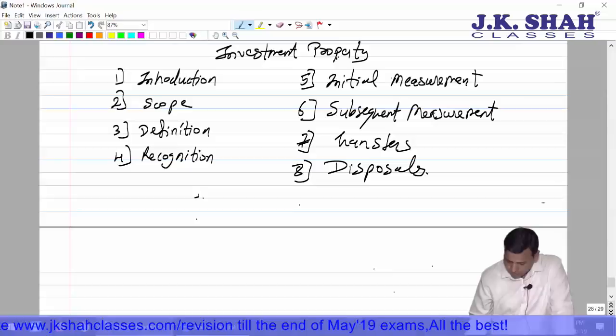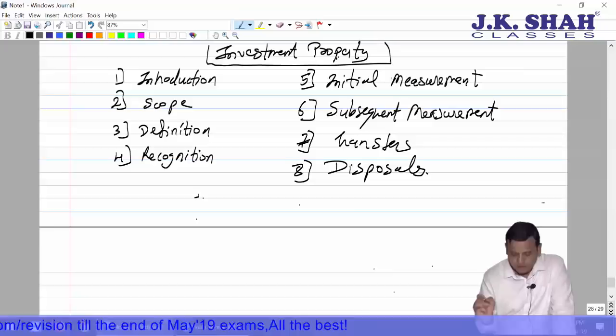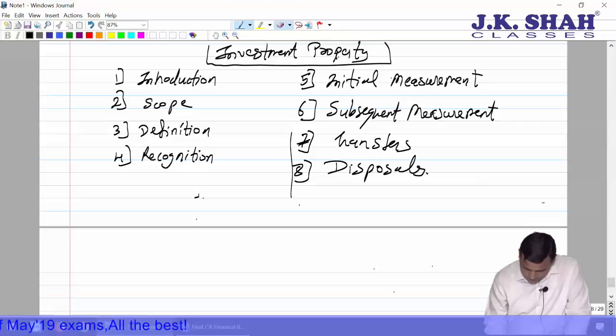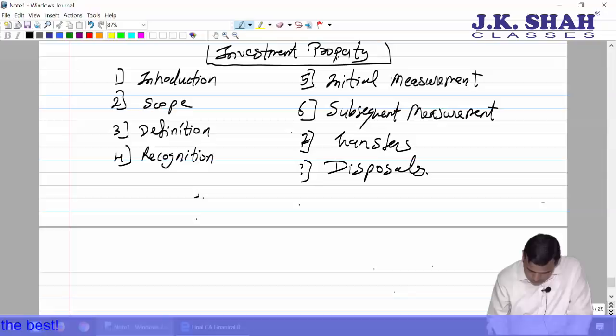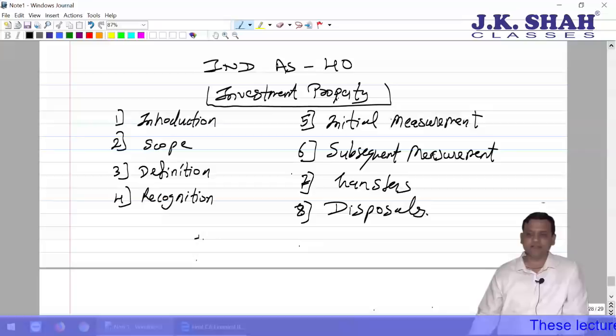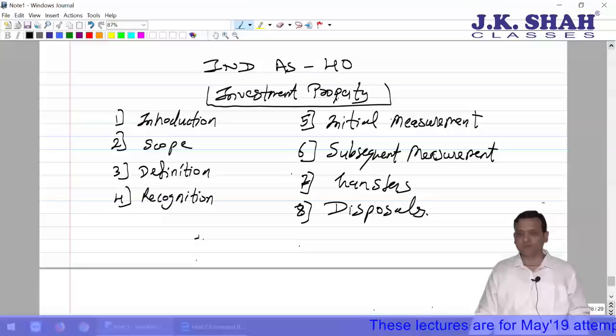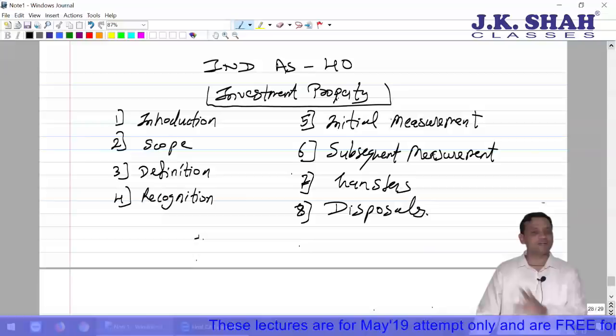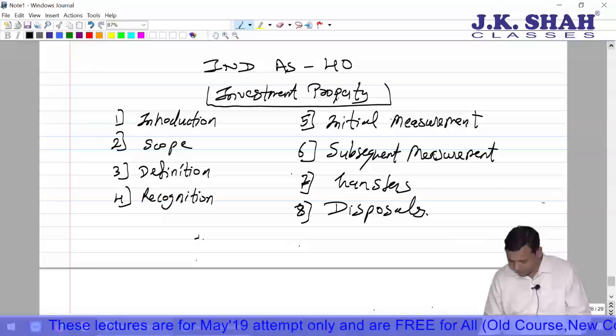Now, what was the purpose of this investment property? Somewhere in AS 13, you had investment property. When you were there in IPCC somewhere, AS 13 investment property was there. But now under IND AS 40, there is a separate accounting standard which has been made, and the main objective, I can say, is to prescribe accounting treatment.